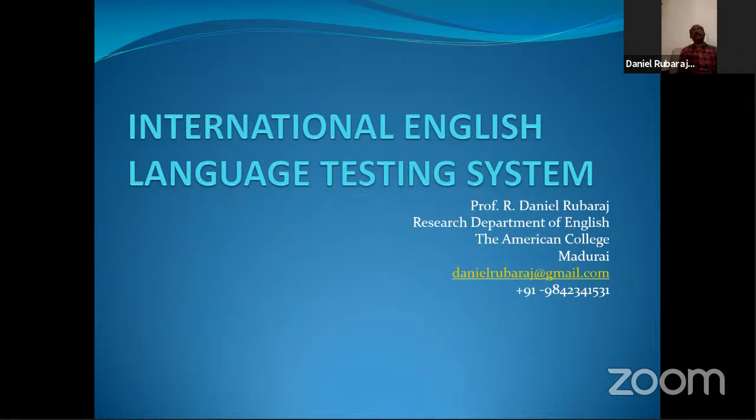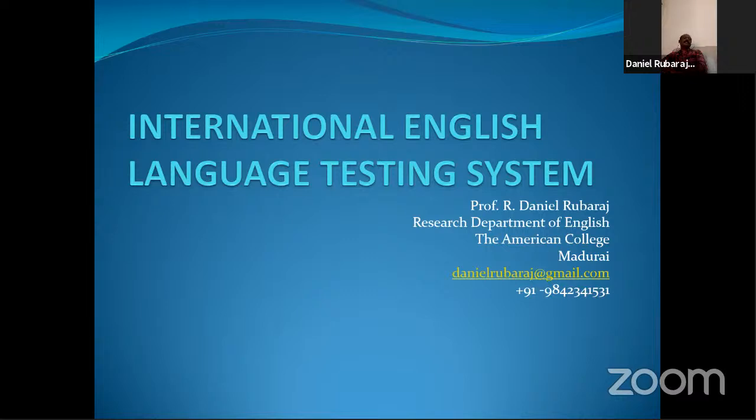IELTS has 9 band scores, band 1 to band 9. Band 9 is the maximum band which you can score, and band 1 is the minimum. If you get band 1, you are not eligible for any kind of migration. But band 6, band 7, band 8. So before preparing for your exams, please consult your institution or your employer about the band requirement. If they require 6, you can prepare accordingly. If they require 8, then you need to put yourself through some preparation for some time. Then only you can take up the examination.